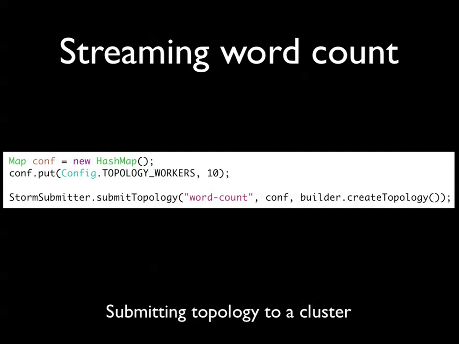That means there will be 10 physical JVM processes spawned across the cluster, and then all the tasks for your topology will be evenly spread across those workers. And then you say StormSubmitter.submitTopology. You give your topology a name, you give it the configuration, and then you give it your topology definition. This will go ahead and upload your code to the cluster, and then tell Nimbus, OK, spawn this topology.